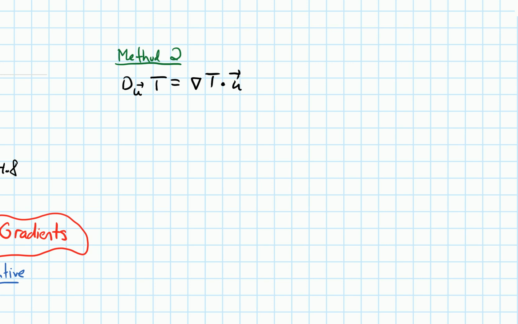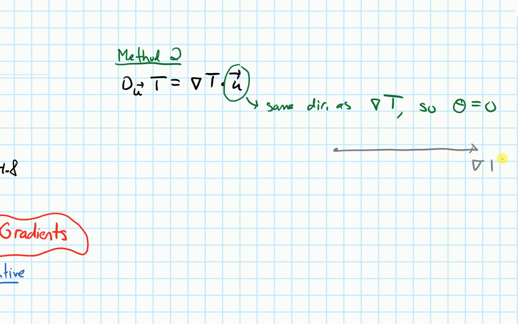But the way I'll approach it now is to say that I know what direction I need to go in. I know that this needs to be in the same direction as the gradient of T. So the two vectors that I'm dotting are in the exact same direction, which means the angle between them is 0. So if I drew out my gradient of T vector, let's say it was something like this, and then I drew out my unit vector, well, I'm saying the unit vector is in the same direction as the gradient of T. I'll call this u. So that means theta, the angle between them, is 0.